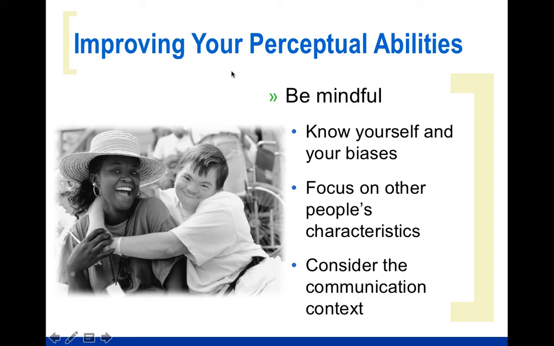So how can we improve our perceptual abilities? Be mindful. Be aware of your biases. Try to catch yourself when you're talking to yourself in your mind, or when you're in interactions. Try to be aware of the biases and stereotypes you're having. Try to focus more on other people's characteristics, what they are all about, what their traits are, and always be considerate of the context in which the interaction is happening. If it's a casual setting at a bar or a restaurant, that context is much different than a meeting at work, where there's a little more formality. So know your biases, focus on the other's characteristics, and consider the communication context.